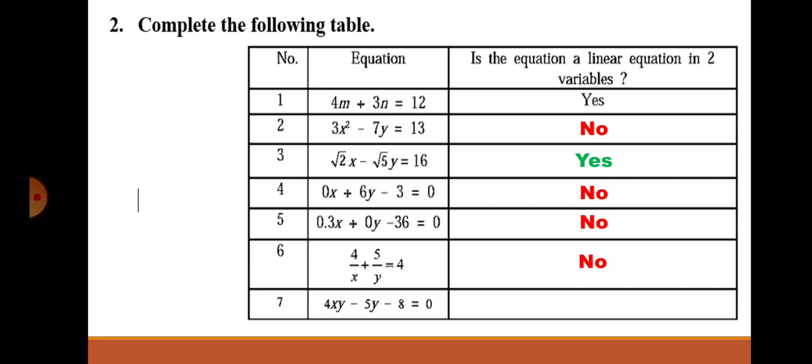Now the seventh one has two variables together in the form of multiplication: xy minus 5y minus 8 equal to 0. The degree of xy is 2, which is not 1. For that reason, it is again not a linear equation.